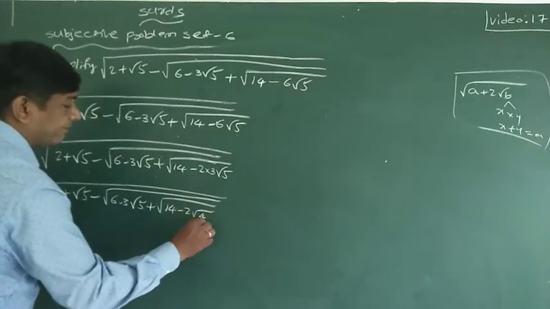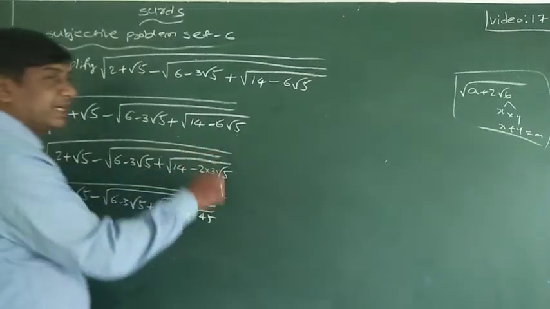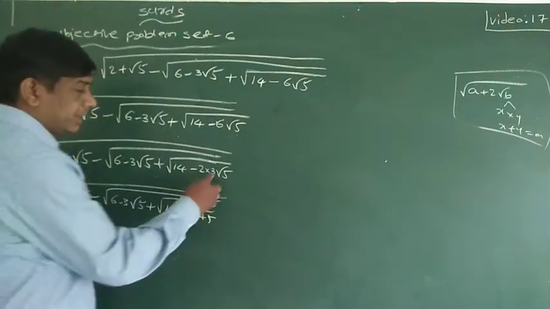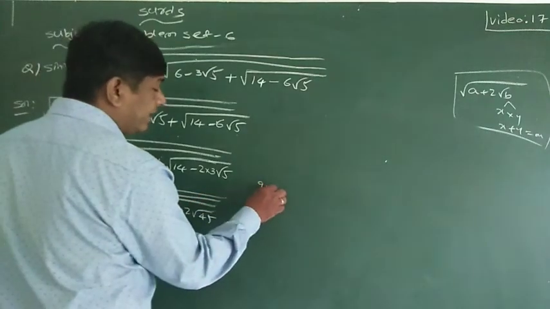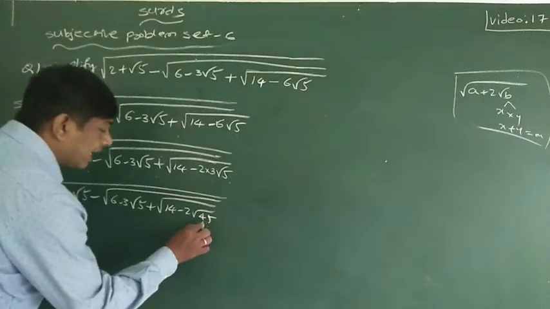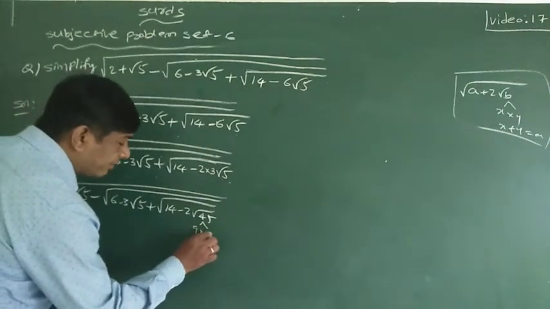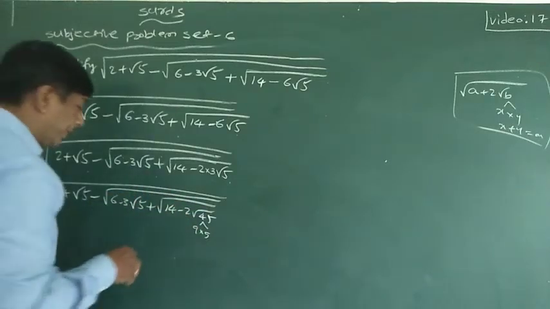9 5 is 45. 3, if you take inside, 3 square is 9. 9 into 5 is 45. 9 plus 5 is 14. So this I can simplify now.